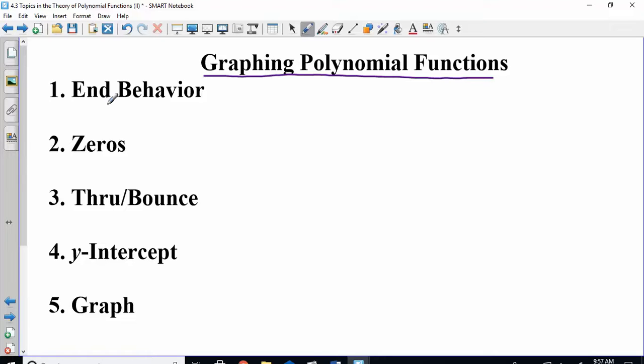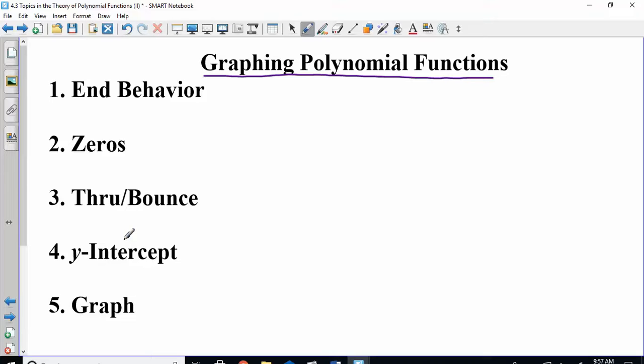Third thing, we will decide if the graph goes through or bounces at each of those zeros. This was back in section 4.1, but we talked about if the zero has an even multiplicity, that's when the graph will bounce. If your multiplicity is odd, it will just go through.